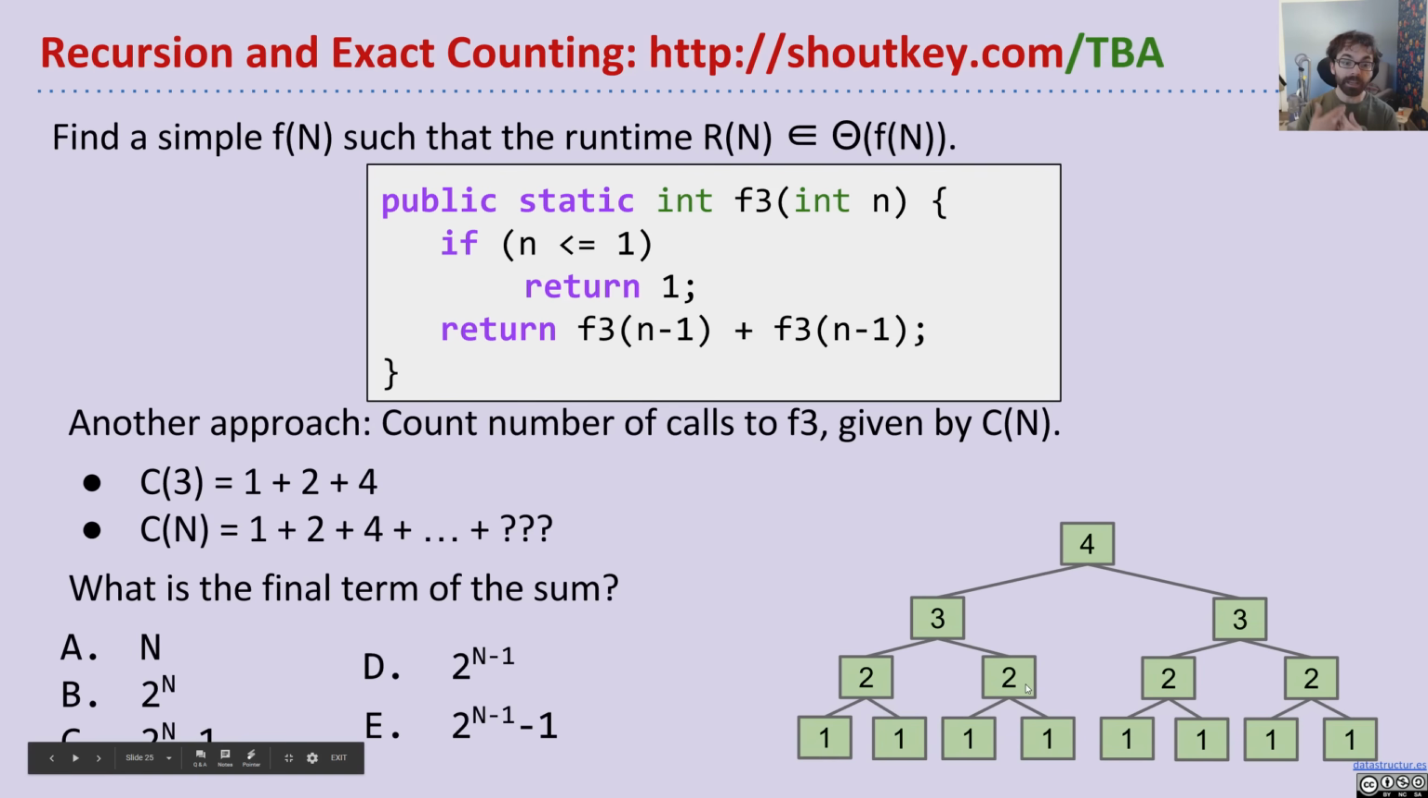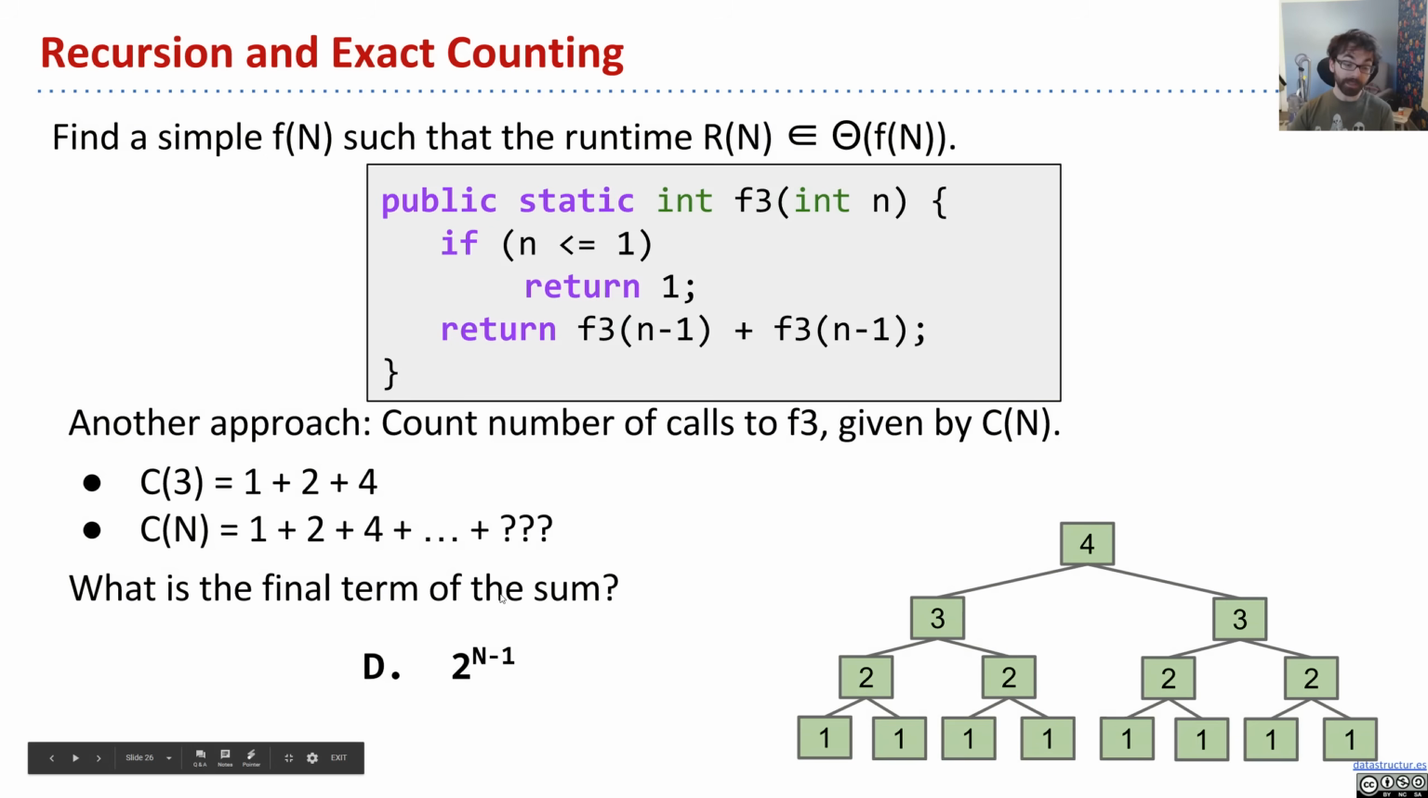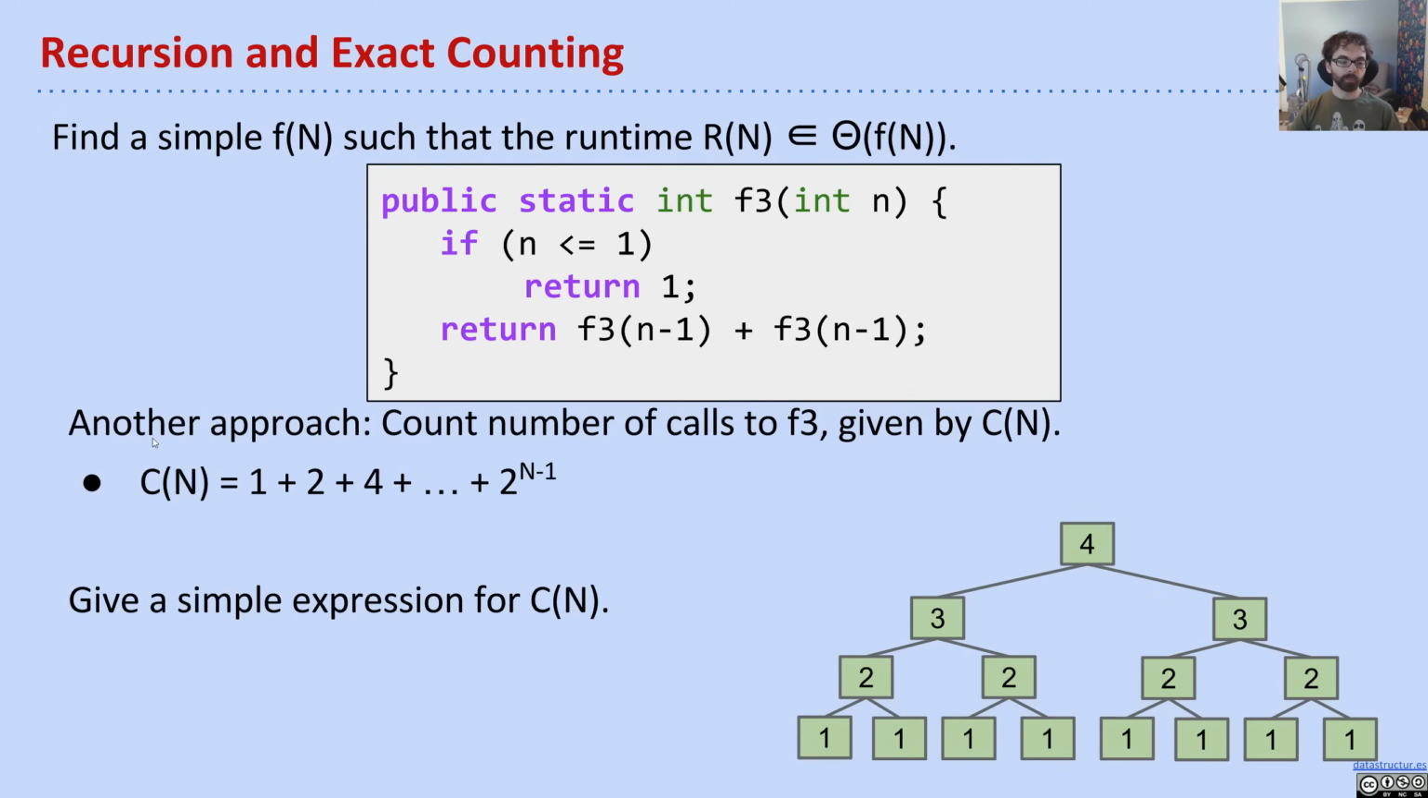And so we imagine that if we now move up to n equals 5, the last row will be 2 to the 4. If we have 6, there'll be 2 to the 5 calls to f3 of 1. And so forth. And so in the end, our final term in the sum is 2 to the n minus 1. Okay, great. So now we've got an expression for the total number of calls to f3. So what I'd like you to do now is give a simple expression.